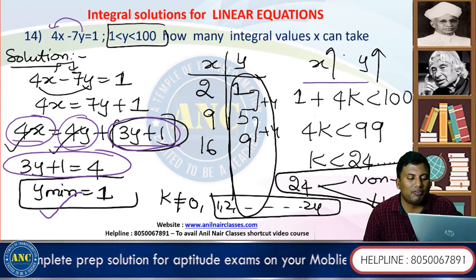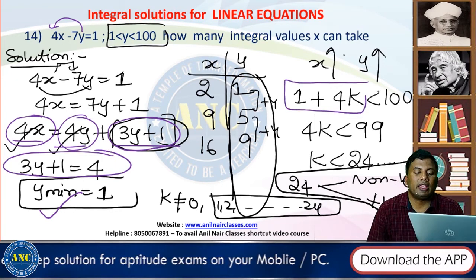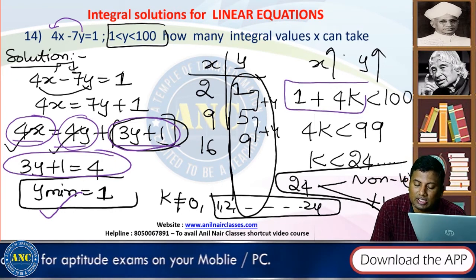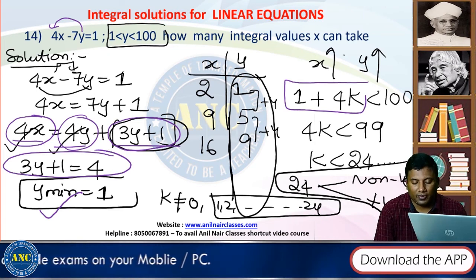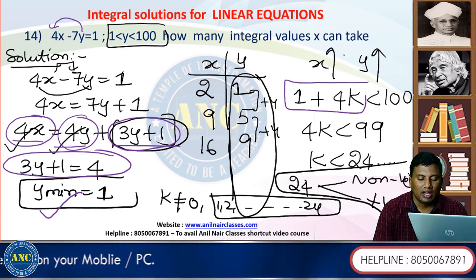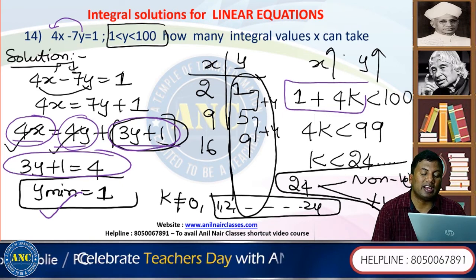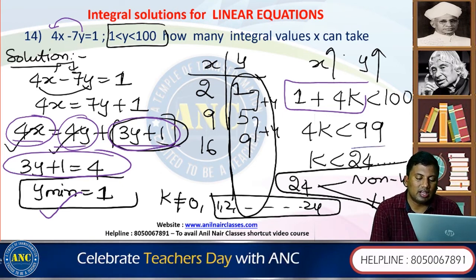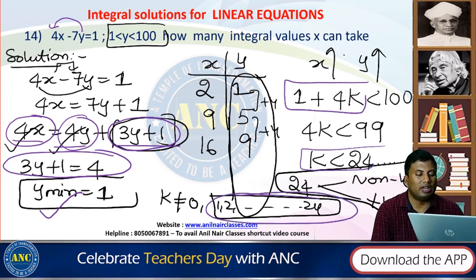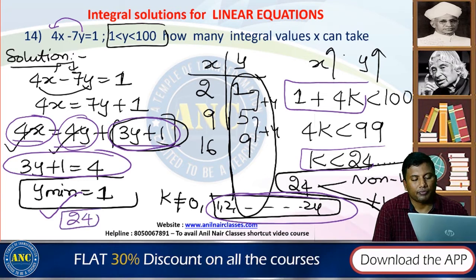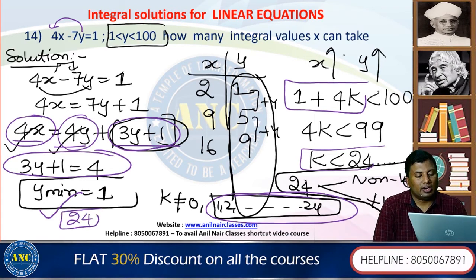The form of y is 1 plus 4k. K cannot be 0. If k is 0, I will get 1. Are you all with me? I will get 1, but y is greater than 1. So k is less than 24. K will take all the values from 1 to 24. Answer for this question is there are 24 values. I hope it is clear.